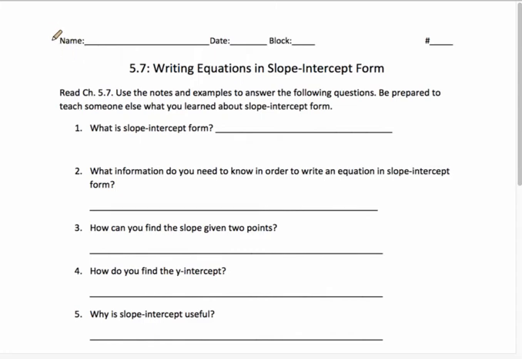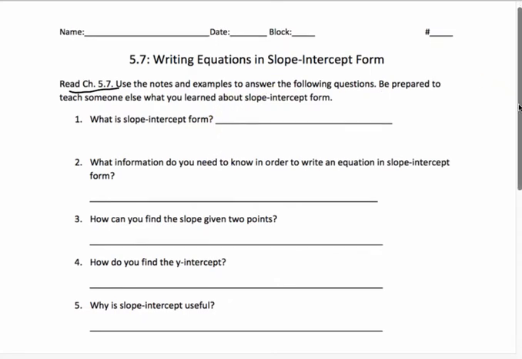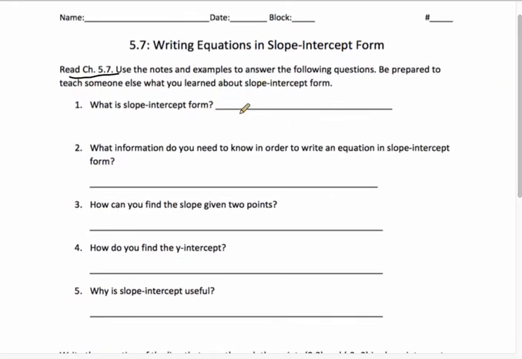All right, this is a video for 5.7, writing equations in slope-intercept form. Okay, so here it says read chapter 5.7. You need to do that. I'm going to go ahead and help you with this, but I would recommend reading that and trying to answer these from the notes before even watching this. I may go kind of fast through this.